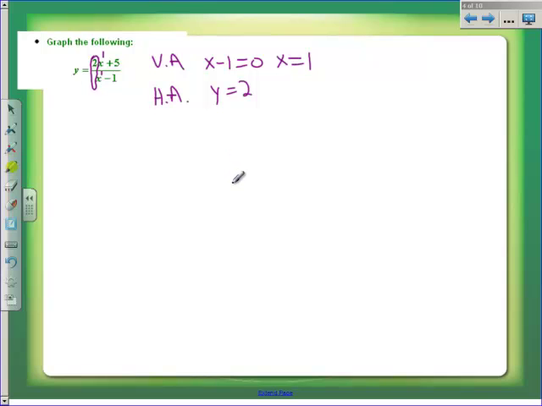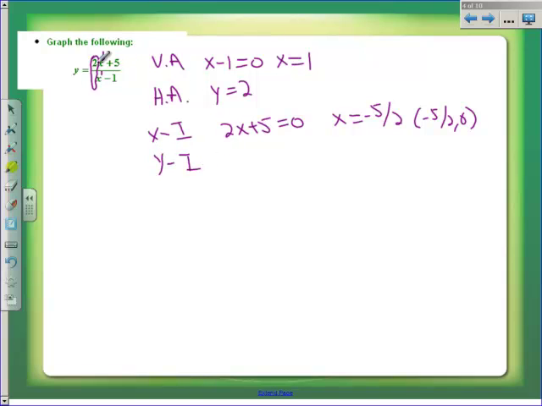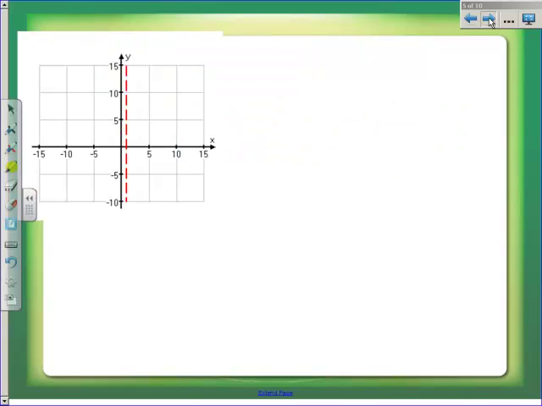Now, do we have any kind of zeros? What about x-intercept? We set the top equal to 0. And we get x equals -5/2, so that's the point -5/2, comma 0. And what about the y-intercept? The y-intercept, we replace 0 for x, and we get, what is this going to be? -5. So that's the next thing I do is find intercepts. So let's go take a look at that picture.